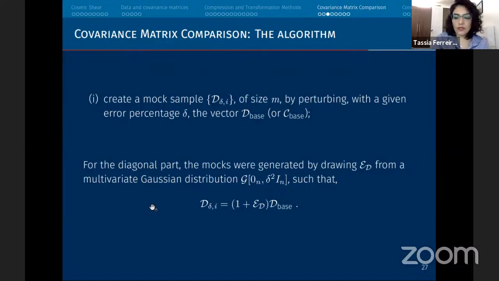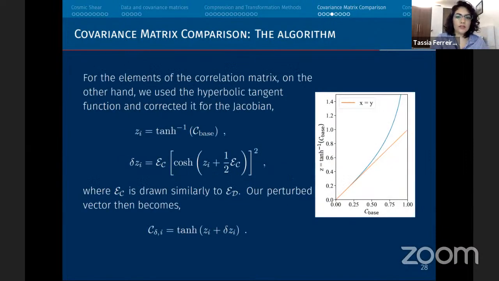Whereas for the error in the correlation elements, we do have a larger constriction, which is that it has to be between -1 and 1. So we could just take error from a Gaussian distribution, then make hard cuts on -1 and 1, but that wouldn't be pretty. So we use instead the hyperbolic tangent function, and that's corrected for the Jacobian as well.